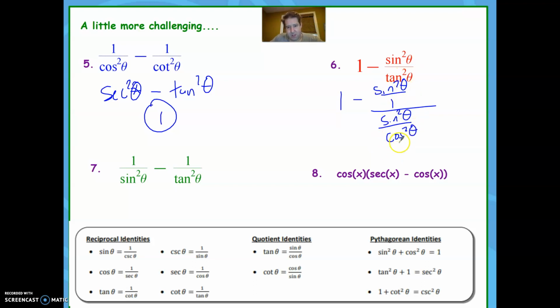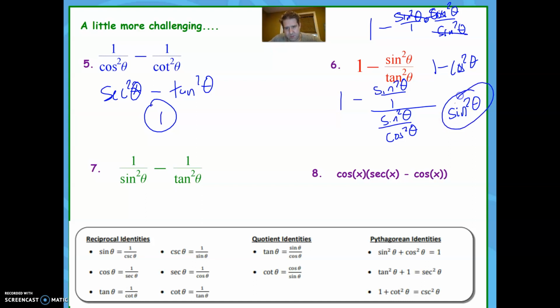Okay, now I can change. So this might not be the most efficient, but this is the way I'm seeing it. So that becomes 1 minus sine squared theta over 1 being multiplied by, no, I'm sorry, cosine squared over sine squared of theta, which these basically cancel out. You're left with 1 minus cosine squared theta, which, using this Pythagorean identity right there, is sine squared of theta. That's your answer.